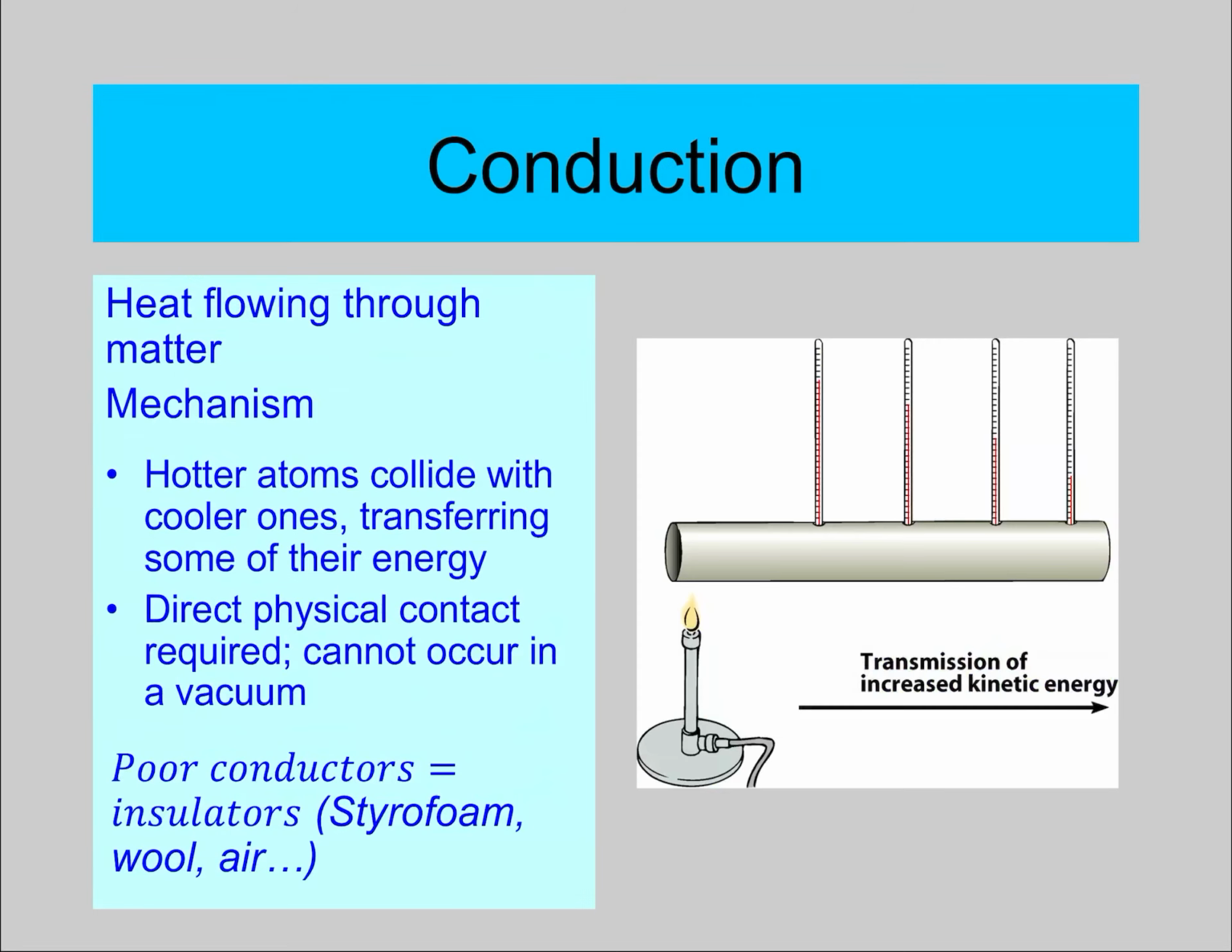So conduction is going to be heat flowing through matter, and the way it works is that hot atoms are going to start bouncing around like jumping jelly beans, and they're going to collide with cooler atoms. And when they collide with the cooler ones, they're going to transfer some of their energy.